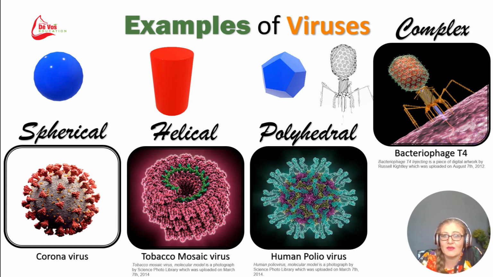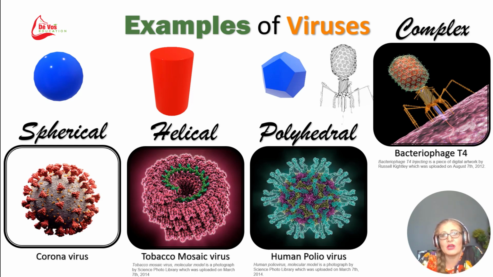Tobacco mosaic virus, abbreviated as TMV, is helical in shape and composed of proteins and RNA. It affects plants, particularly tobacco and other solanaceous plants, causing characteristic mosaic patterns on the leaves. It's a significant concern for agriculture.